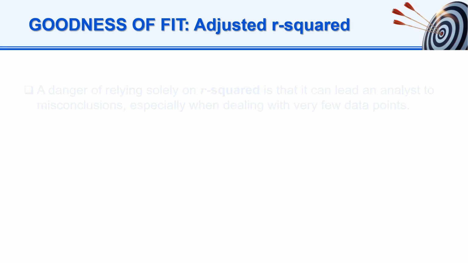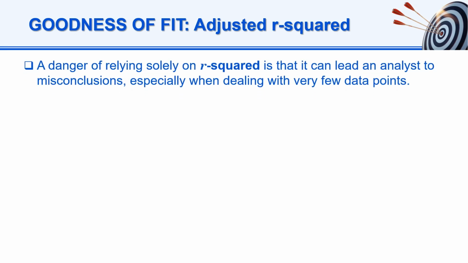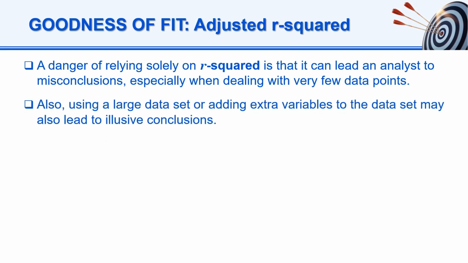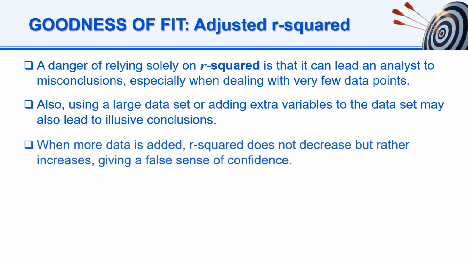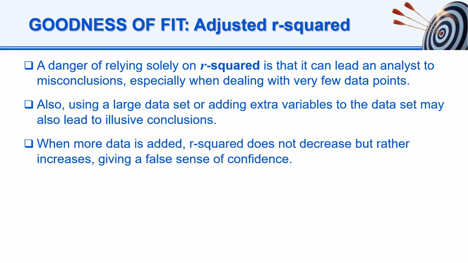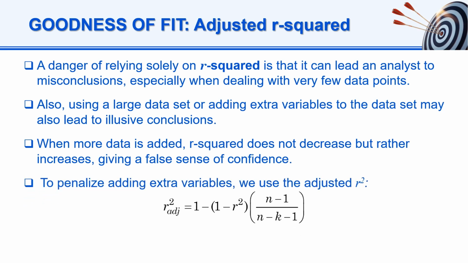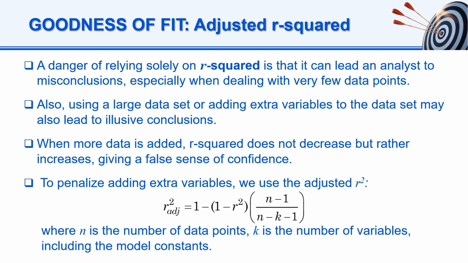A danger of relying solely on R-squared is that it can lead an analyst to misconclusions, especially when dealing with very few data points. Also, using a large data set or adding extra variables to the data set may also lead to elusive conclusions. When more data is added, R-squared does not decrease but rather increases, giving a false sense of confidence. To penalize adding extra variables, we use the adjusted R-squared, where n is the number of data points, k is the number of variables, including the model parameters or constants.